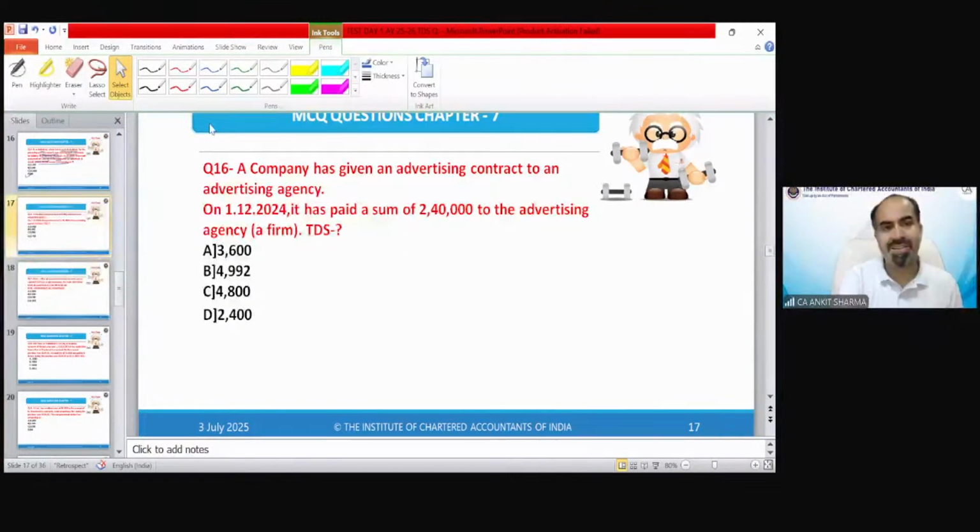So question number 16, I want the answer. Please send the correct answer for question number 16 along with the question number, so I would be able to find out what answer you are giving for which question.